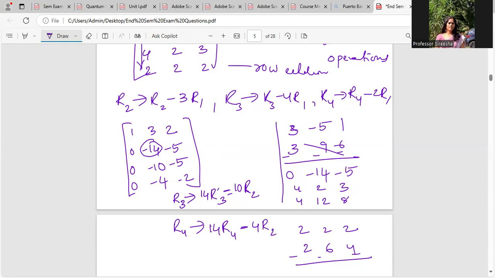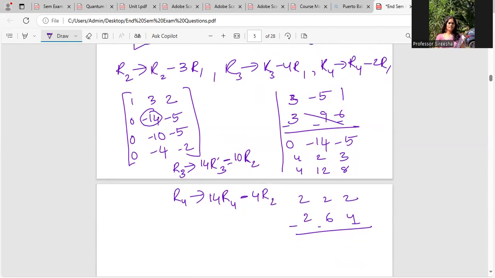Okay, using R2 I am doing because R2 has a pivot, right, for echelon form. Yeah. So I'll be getting something like 132 0 minus 14 minus 5. Just see here, guys. I'll be getting a 0 here. Again, 0 was already there. I'll be getting a 0 here.